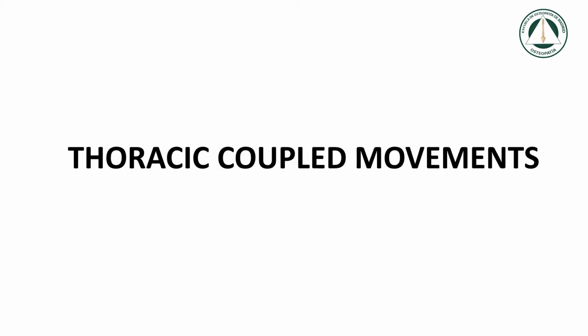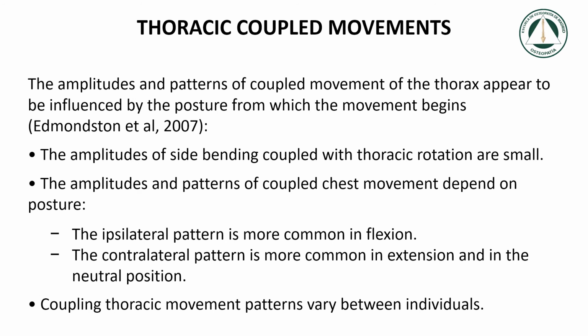Let us now examine the coupled movements at the thoracic level. According to Edmonston et al., 2007, the amplitudes and patterns of coupled movement of the thorax seem to be influenced by the posture from which the movement begins. The amplitudes of side bending coupled with thoracic rotation are small. The amplitudes and patterns of coupled chest movement depend on posture.